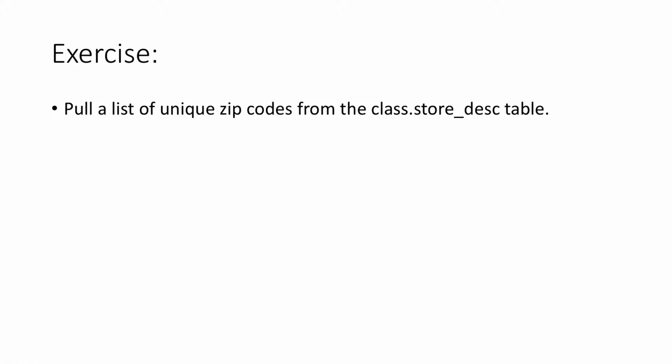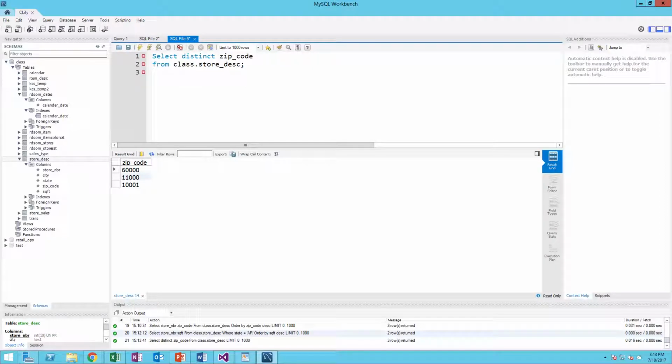Okay, so here's the exercise. We're going to pull a list of unique zip codes from the store desk table. And in our example, again, the keyword is distinct. So select distinct zip code from this table, and this is what we have returned.